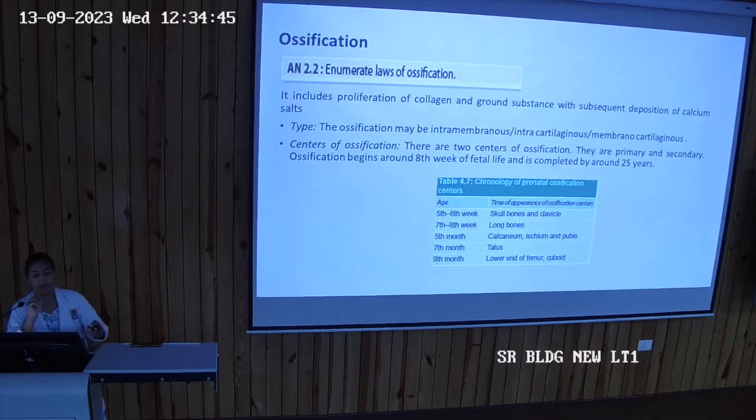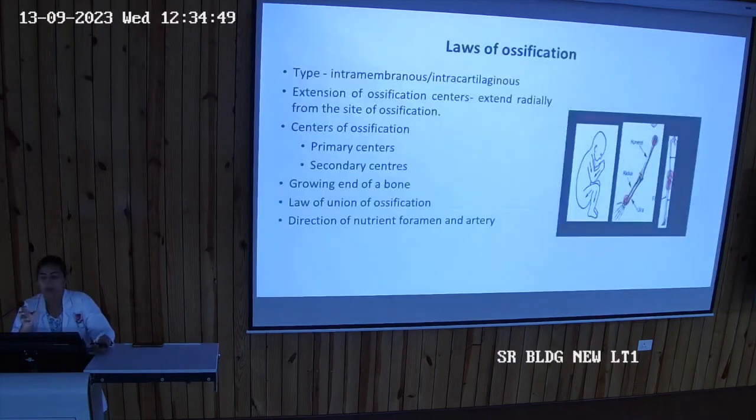Now the laws of ossification. So different types of ossification. One is intramembranous ossification, the other intracartilaginous. That means the membranous ossification and the cartilaginous ossification that we have discussed. Then how does the ossification of the bone occur? It occurs centripetally, so it starts from the center and goes towards the periphery.